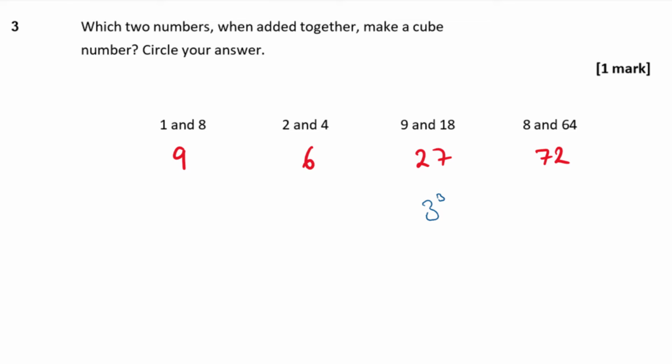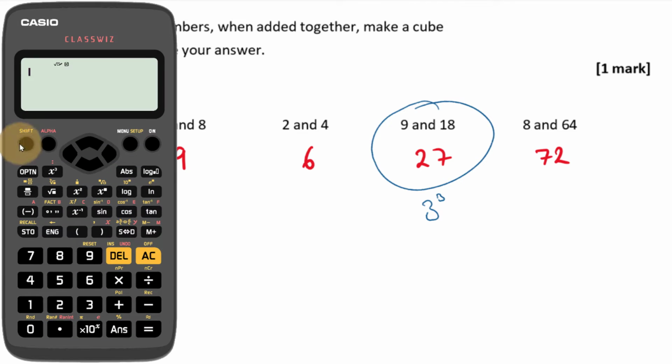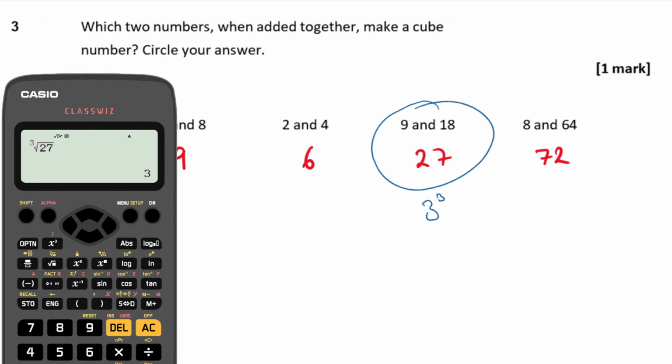I do recommend just learning your cube numbers from 1 to 10, so 1 cubed, 2 cubed, 3 cubed, 4 cubed, because there are lots of questions like this where you just have to pick a cube number out of a list. And if you know what they all are, then it makes it very easy to pick the right one. If you haven't memorized your cubes, this is the calculator paper, so you could just pull up a calculator, type in the cube root, and then put your number in, and it will tell you if it's a whole number or not. So that's another way that you could do it.